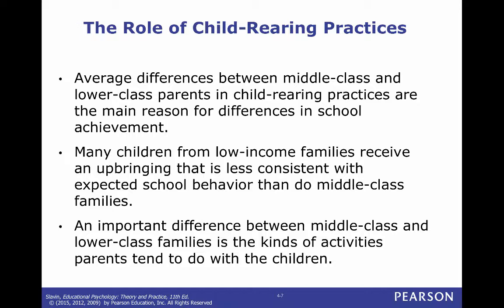There are actually like 20,000 words difference between a child coming in from a lower class than a middle class to upper class. Many children from low-income families receive an upbringing that is less consistent with the expected school behavior than do middle-class families. They don't have the same structure as a middle-class family, and they don't have the same behavioral expectations, according to the research.